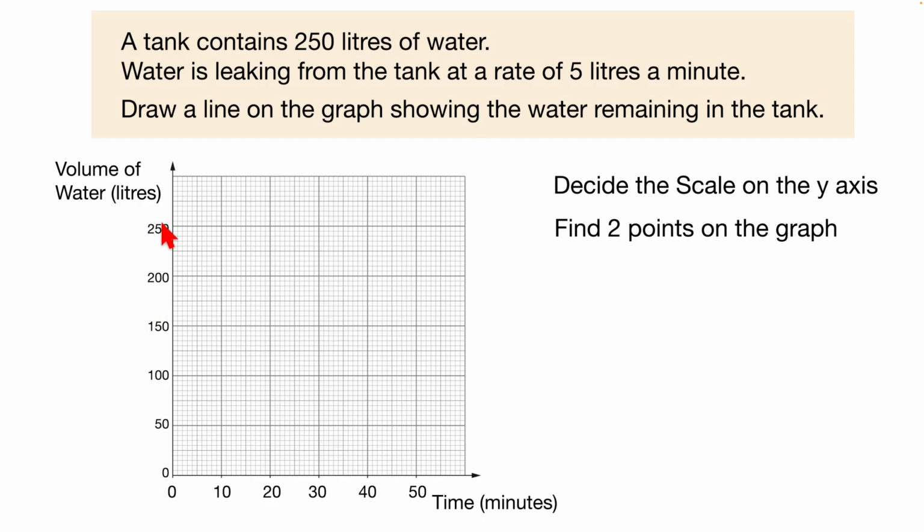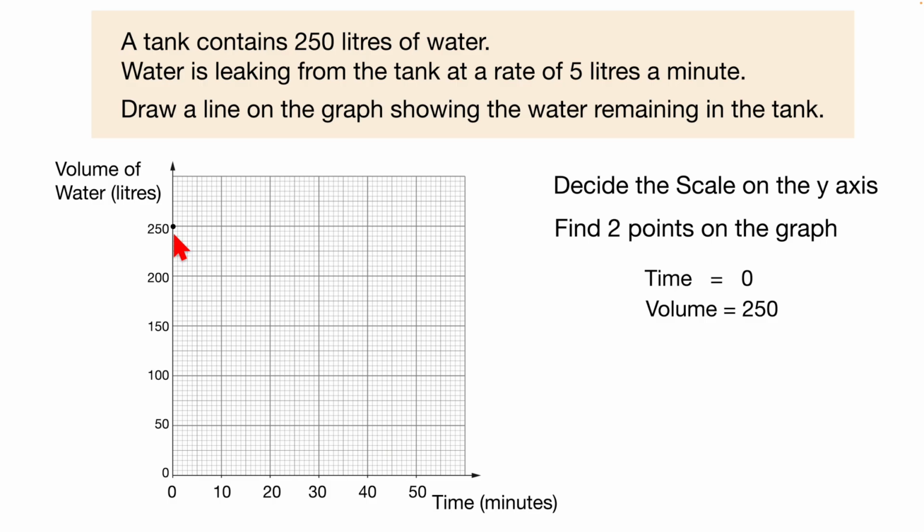Let's get that there. The second thing to do is to find 2 points, and the obvious one to go to is time 0. Always think about time equals 0 because the answer is in the question. A tank contains 250 litres. Right now, at time 0, the tank is containing 250 litres. So we look at 0, we look at 250, and we can put a spot here.